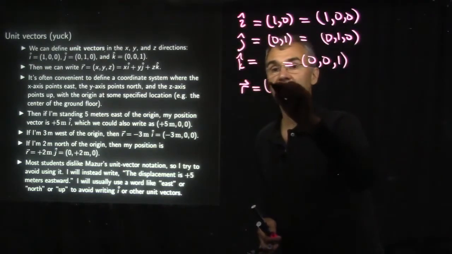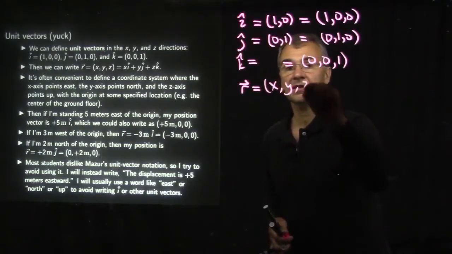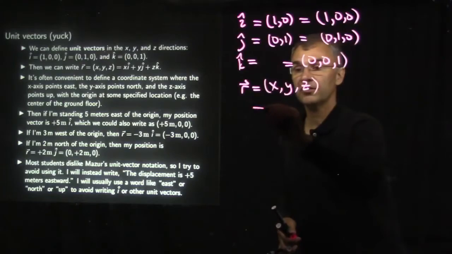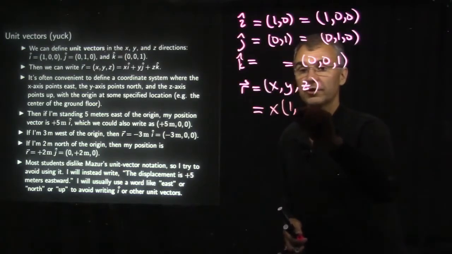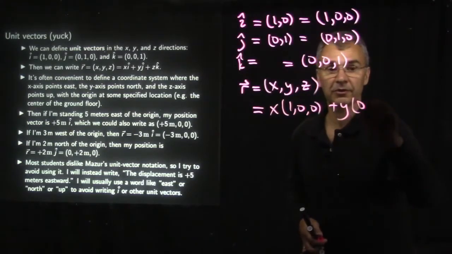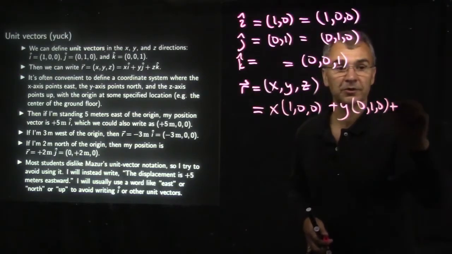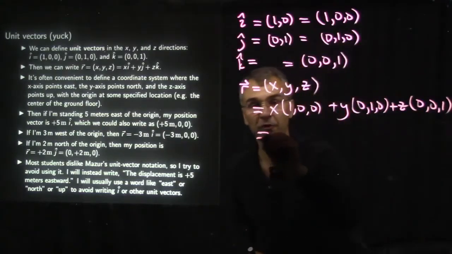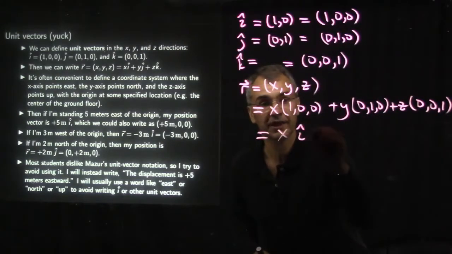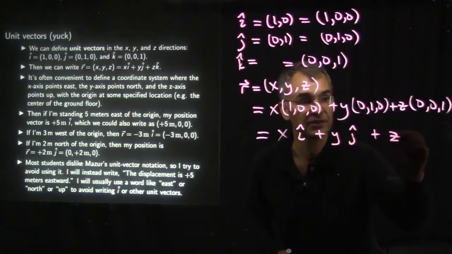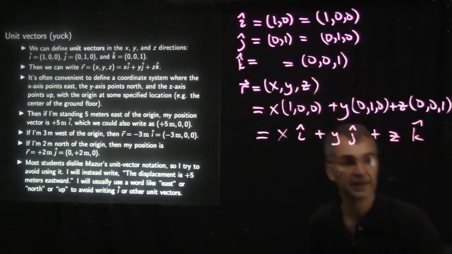And then if you had a vector, let's say x, y, z, you can write that. That's the same thing as x times 1, 0, 0 plus y times 0, 1, 0 plus z times 0, 0, 1. Therefore, it's the same thing as x times I hat plus y times j hat plus z times k hat.